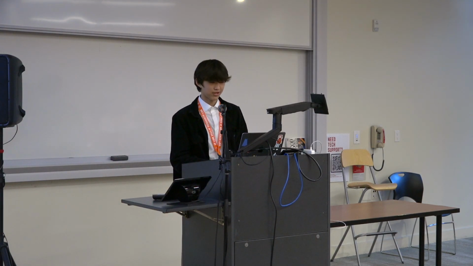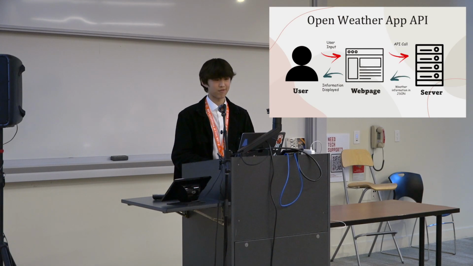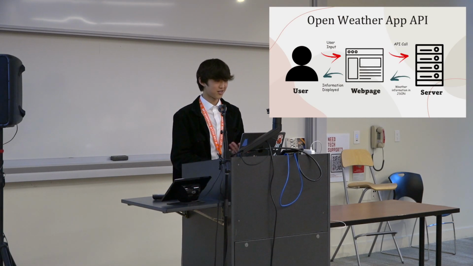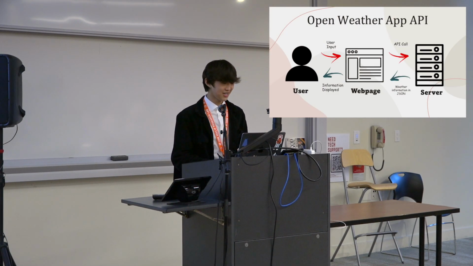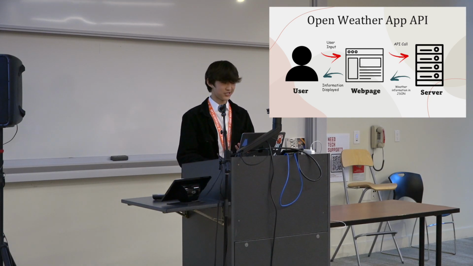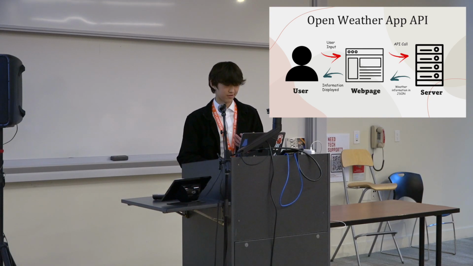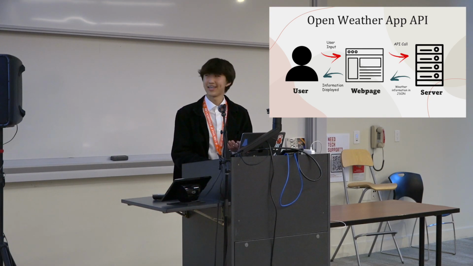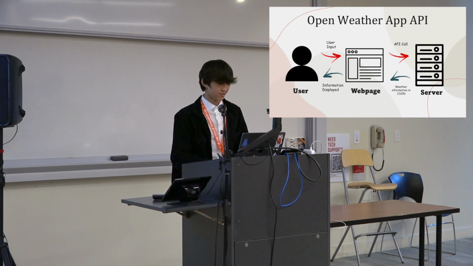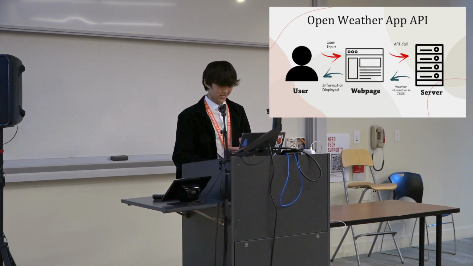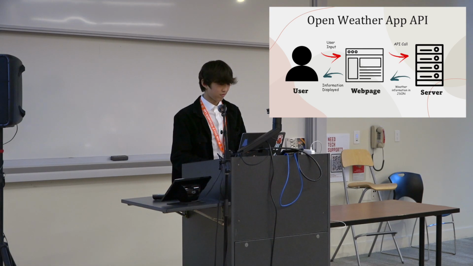So how does the OpenWeather app's API work? The user has a user input. In our case, it would be a city, and it goes through the web page. After it goes through the web page, it makes an API call to the server. The server then, with all the data, transfers that into a JSON file format, and this JSON file format is then displayed back to the user.